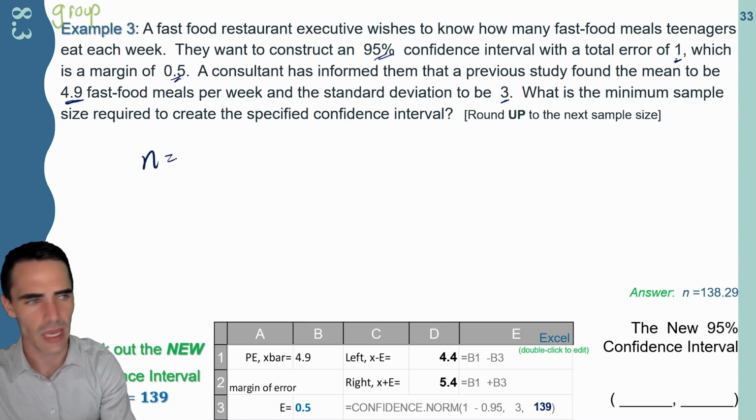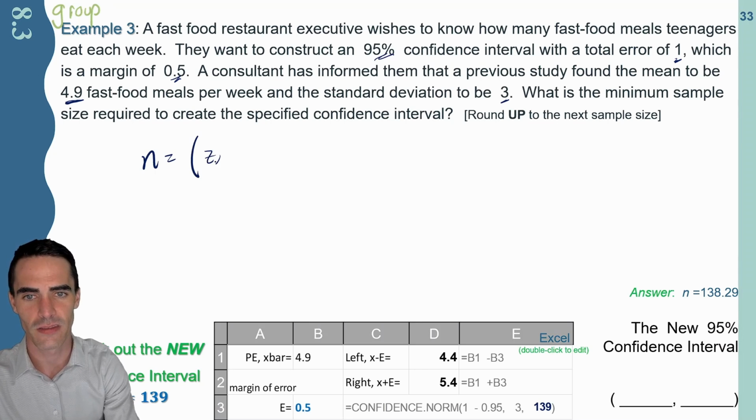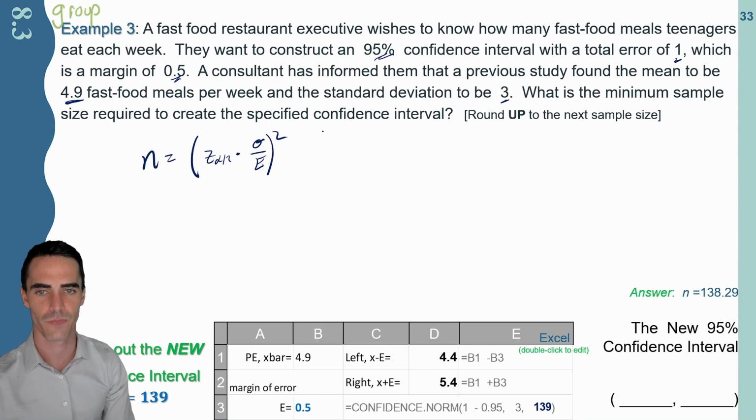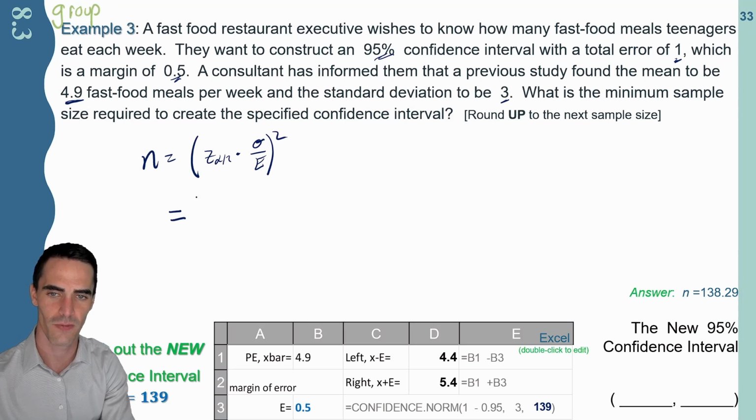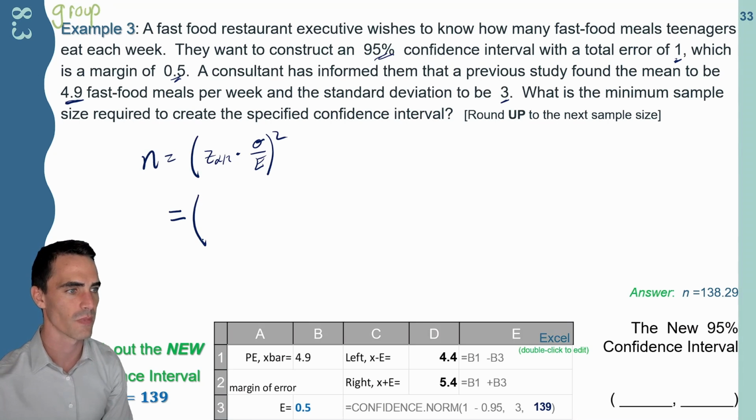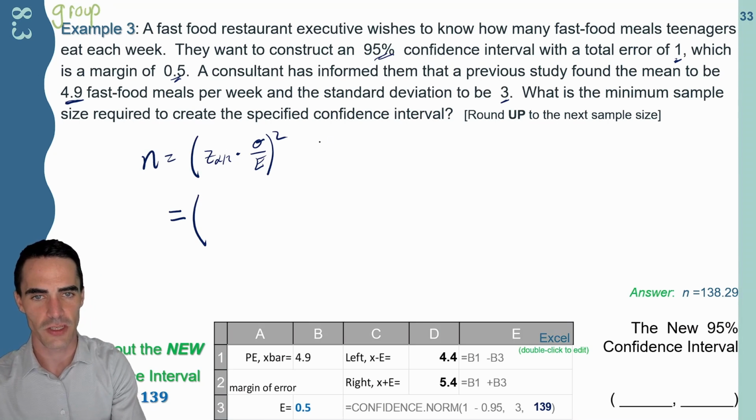If we're looking at, hey, what should the sample size be? We have a formula for that. It looks like this. N is equal to Z alpha over 2 times my population standard deviation divided by my margin of error, all squared. So let's identify each ingredient, then we can multiply, divide, and square, and we can get the sample size we need. For the first ingredient, I'm looking for this critical value.